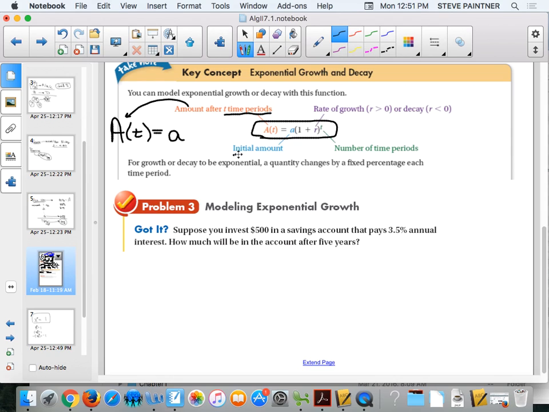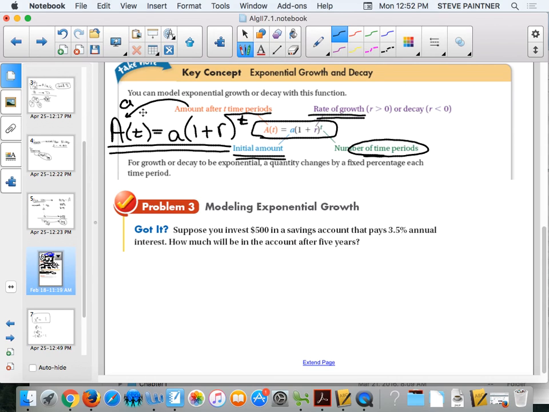What's A? The initial amount times 1 plus what? It says R, doesn't it? So R is the growth. It says here rate of growth. So if you're growing by 2%, 4%, 6%. And then it says raise it to the T power. What's T? Number of time periods. Now guys, I'm telling you time periods can change on you. Could be years, months, days, weeks, seconds, who knows. Okay. See that? Write that down and write this word underneath it. This is only for growth.